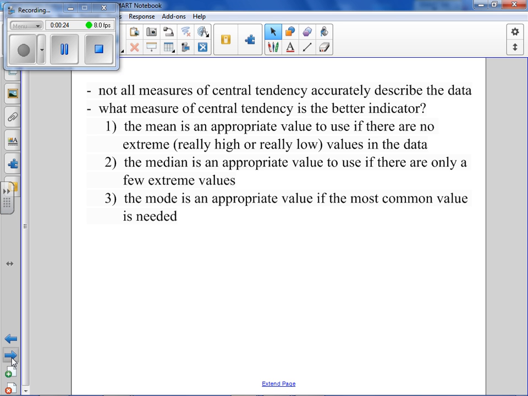The mean, or the average, is appropriate when there's no really extreme values, nothing that's way bigger or way smaller than all the rest. The median is appropriate if there's only a few extreme values. The median is usually pretty accurate. The mode is an appropriate value if you're looking for the most common value.